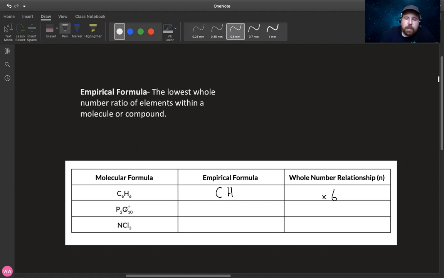P2O10: the lowest whole number ratio in which you can relate the phosphorus and oxygen is P1O5, and the relationship is a whole number of 2. And the molecular formula for nitrogen trichloride, NCl3, is actually already in its empirical formula state, NCl3, and so the whole number relationship is going to be 1.